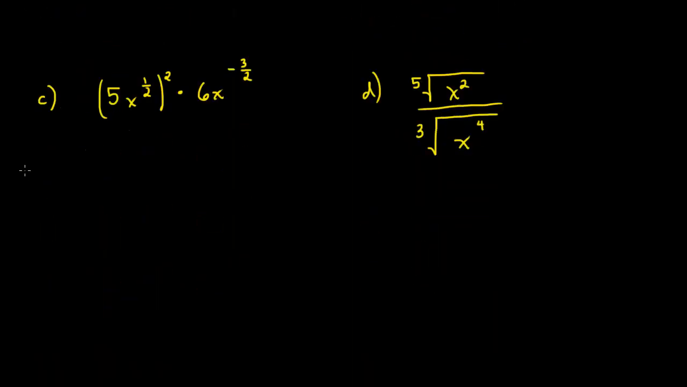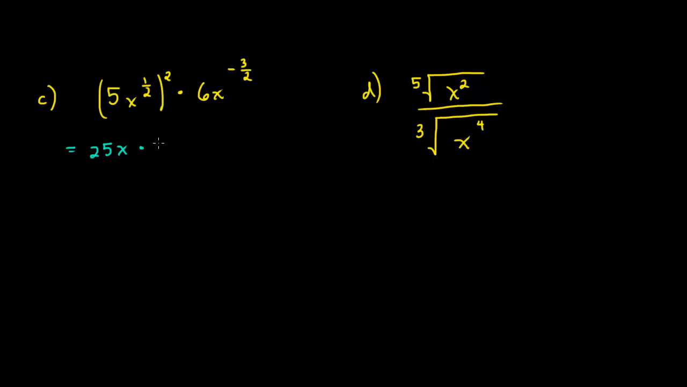In the next example, we have 5x to the 1/2 squared, times 6x to the power of negative 3/2. So the first thing that I would probably do here is square 5x to the 1/2. Now, since 5x to the 1/2 is in brackets, I'm going to square each of these factors. So I'm going to square 5, and then I'm going to square x to the 1/2. So I get 25 times x, because x to the 1/2 squared is just x.